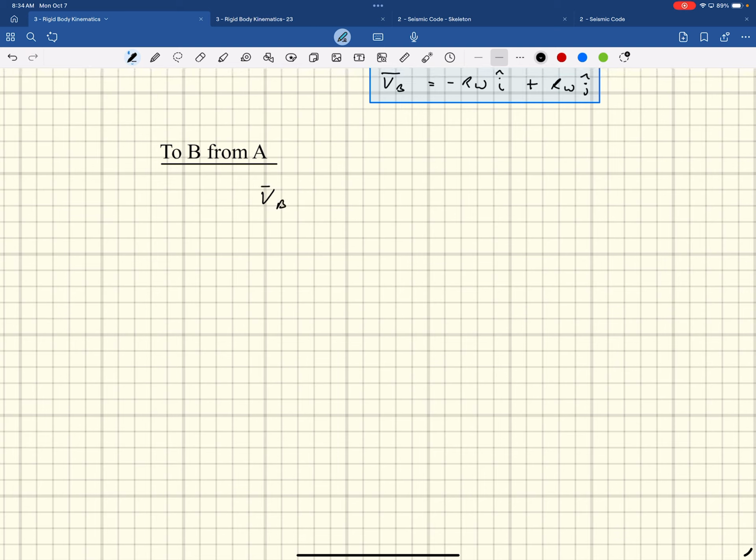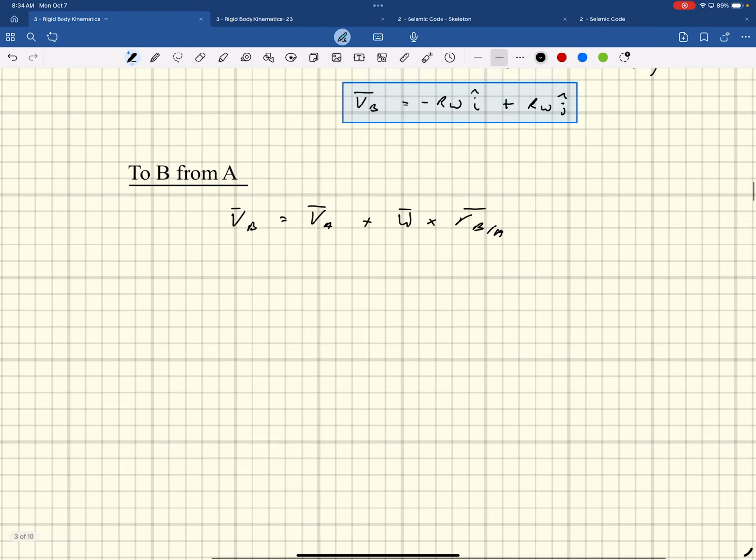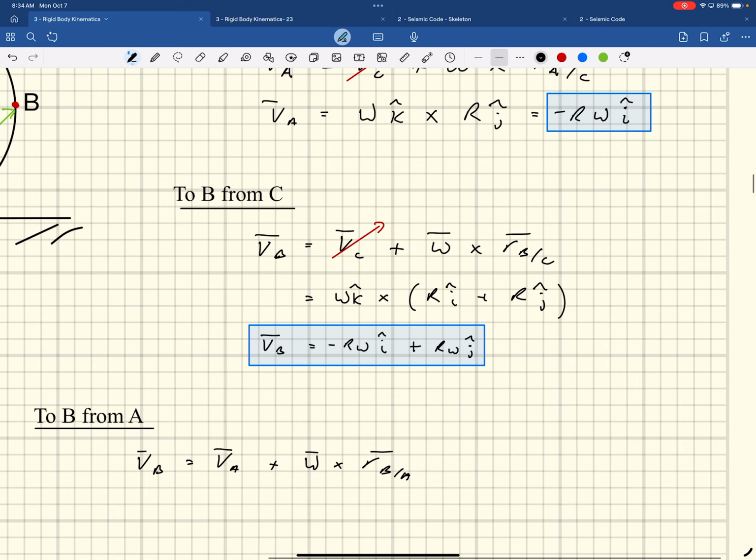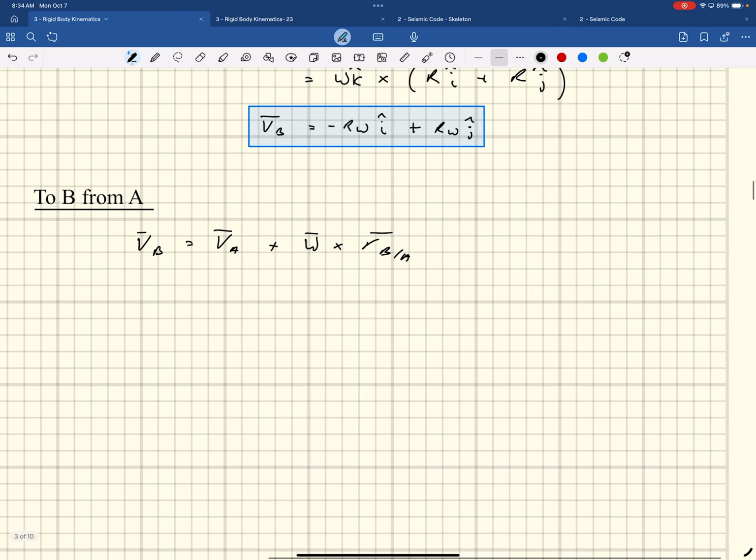VB is equal to VA plus omega crossed with RB as seen from A. Now VA isn't 0. VA is what we found above, it's this negative R omega in the I. So VB is equal to negative R omega, capital R is what we're calling that, negative R omega in the I direction plus omega in the K crossed with R in the I.